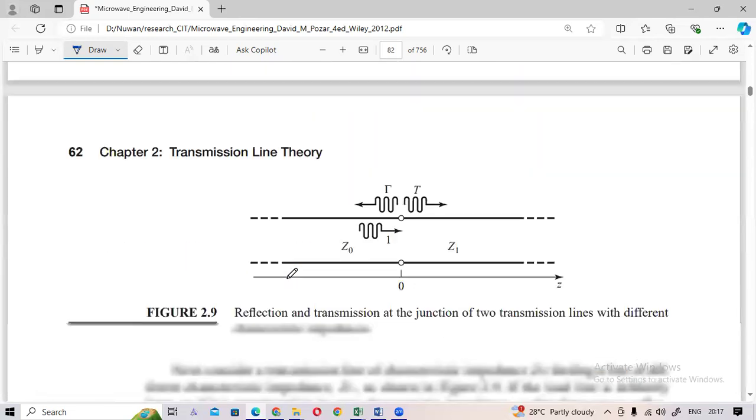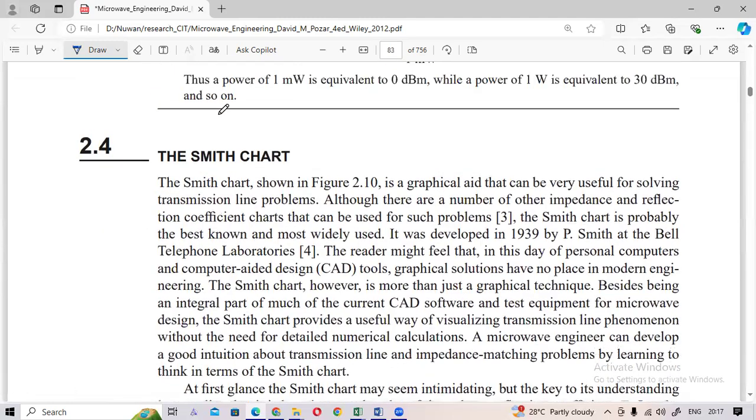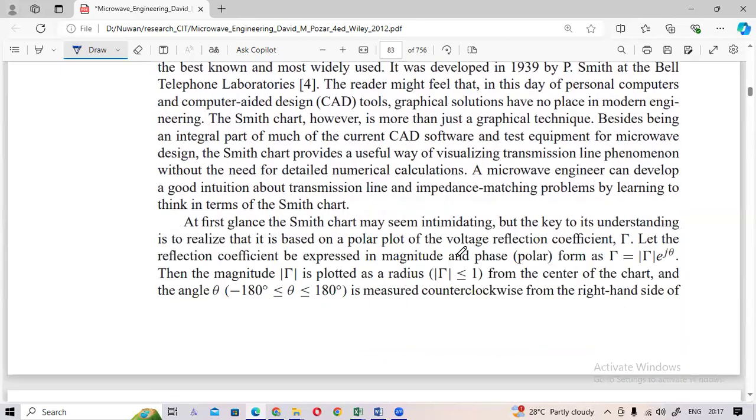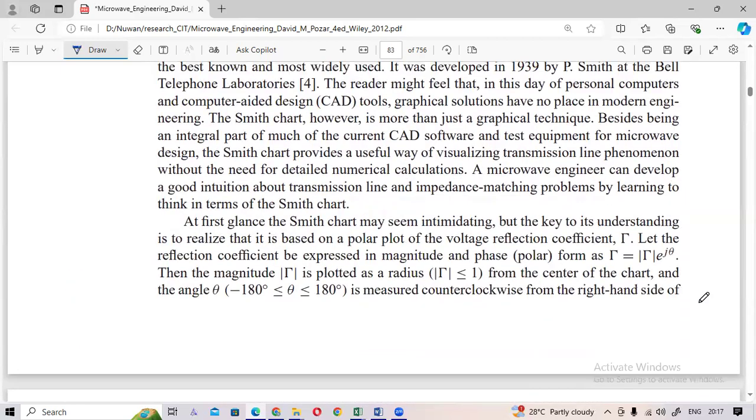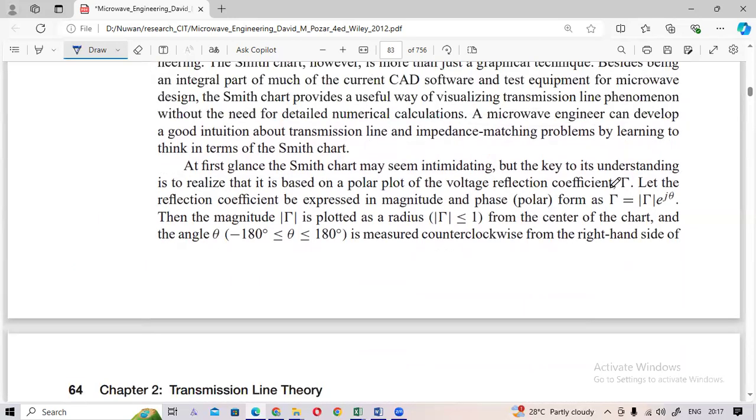And then we come to the Smith chart, and still we are in the Smith chart. So basically we see what the Smith chart is. The Smith chart is designed by means of the reflection coefficient tau. You can see that tau, the reflection coefficient, is a complex value. Here it is represented using the polar form.